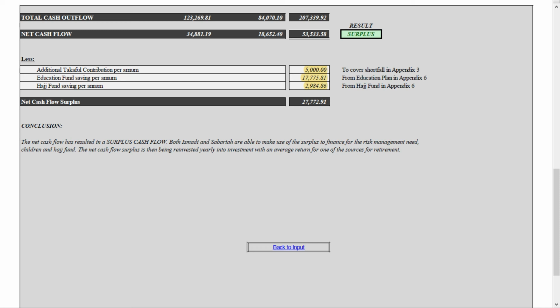Okay, so after getting the figures that you put in, the balance is considered as the net cash flow surplus. The net cash flow surplus will be brought forward to retirement as one of the available retirement funds.